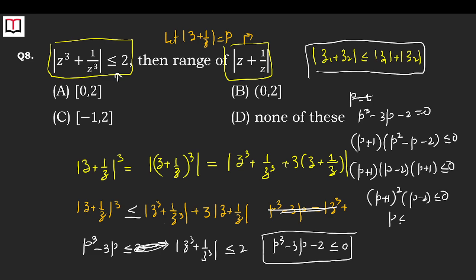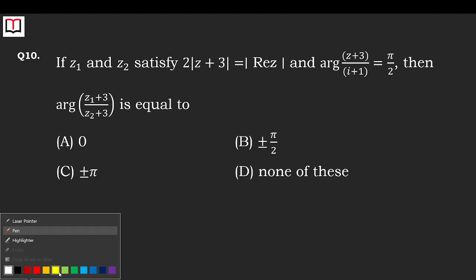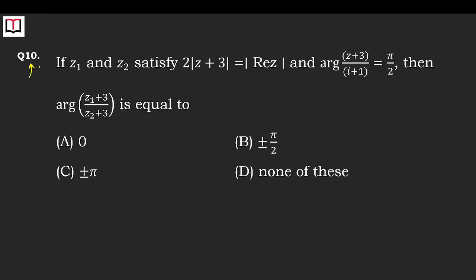So of course p has to be less than or equal to 2. That's it. So that should be the answer. And of course, it has to be greater than 0. It can't even be equal to 0 because it is mod of z plus 1 by z. We got it. So that's it. That was question number 8. And then moving to the next question, I think there's some problem in the numbering of the question.